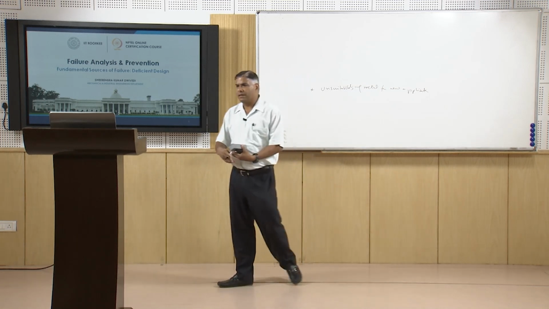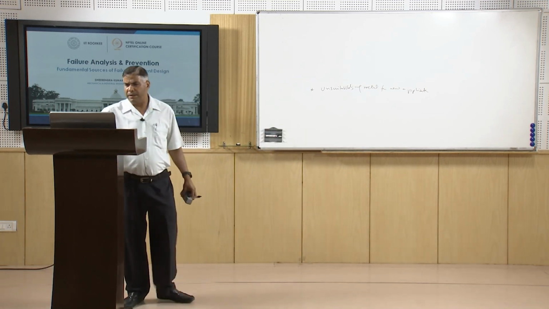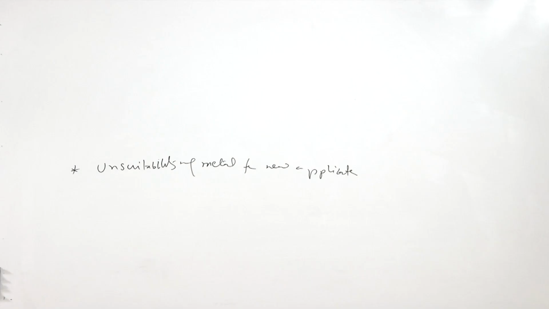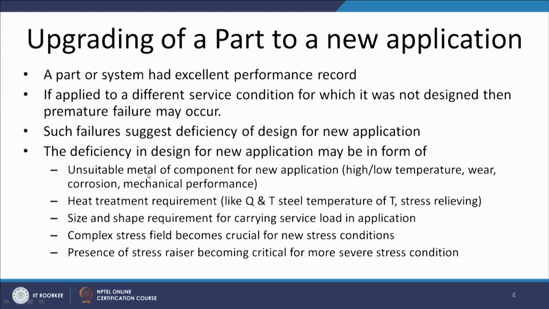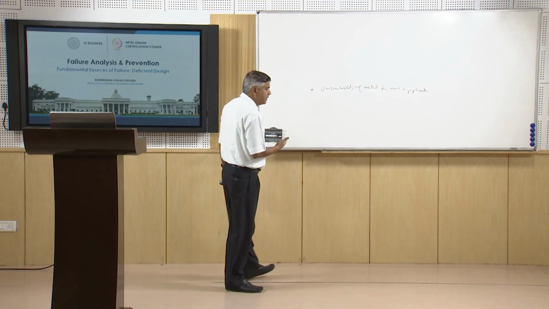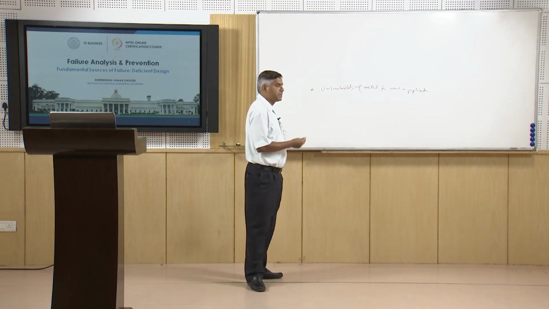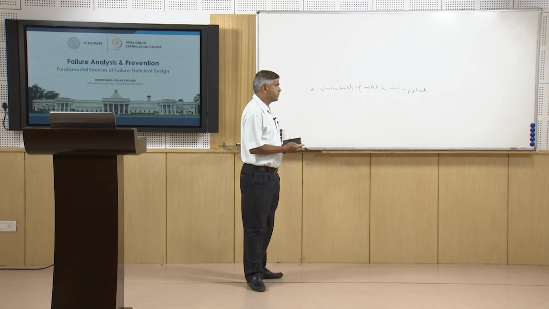So, unsuitable metal of the component for new applications may be in the form of high or low temperature, wear, corrosion or mechanical performance. For example, for one application toughness may not be important at room temperature, but toughness becomes crucial under low temperature conditions if the same component is to be used there.